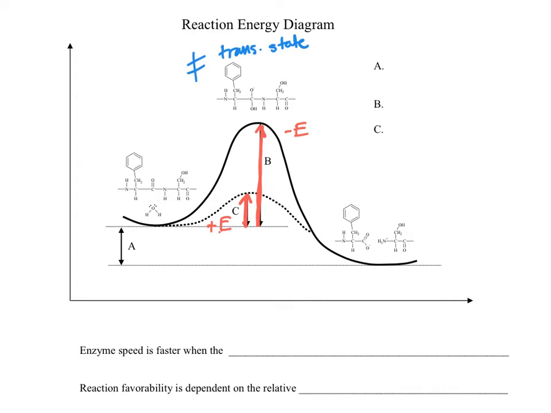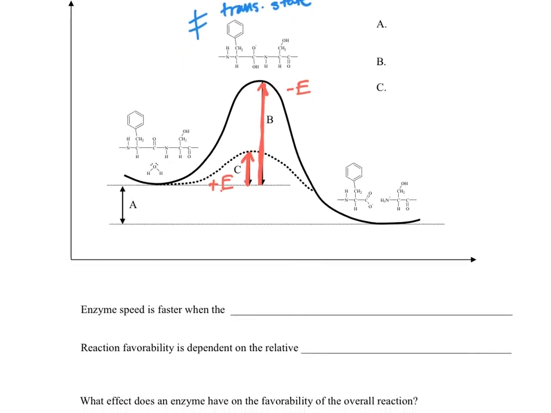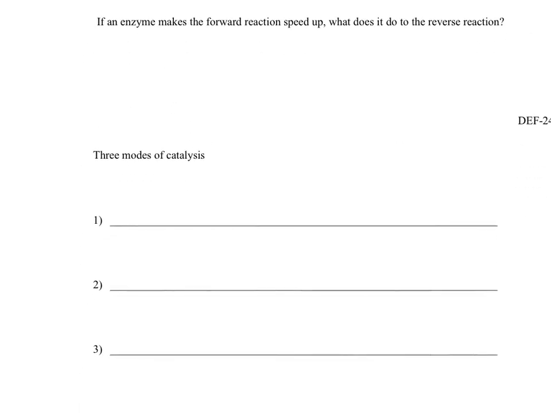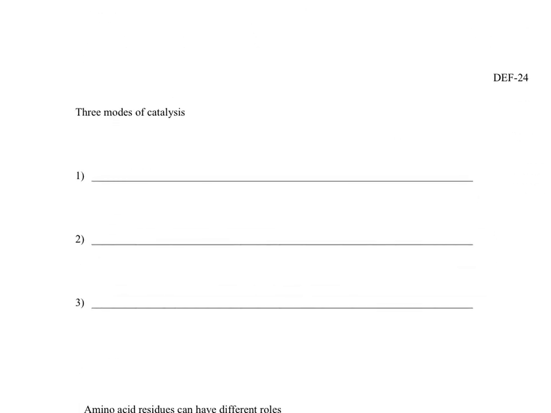So let's move on to the next page and talk about how enzymes do this. We're going to say that there are really three modes of catalysis, and this is a gross oversimplification, but it gets to the heart of how enzymes work. The first one is basically a phrase that we use to describe what we just said. Enzymes carry out transition state stabilization.